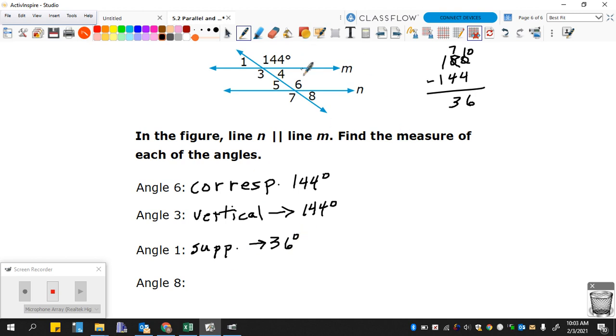And angle 8, well, angle 8 is here. You might say, well, wait a minute, we didn't talk about if the exterior angles are on the same side of the line. No, we didn't, but we also found out that angle 1 is 36 degrees. So those are alternate exterior, okay? And so that tells us that those are congruent. So that means angle 8 is 36 degrees.